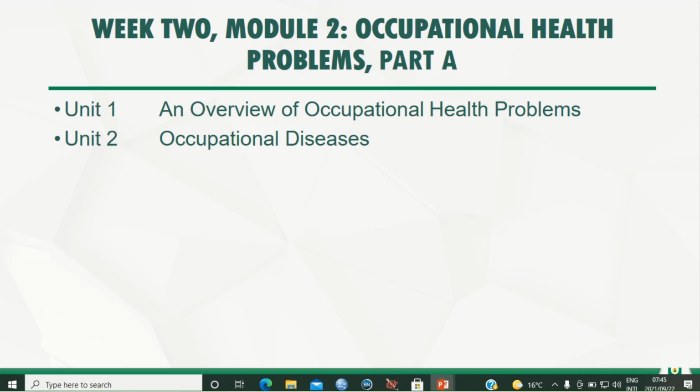Today, in week 2, we'll be covering module 2, titled Occupational Health Problems. Occupational health problems has 6 units under it, and so I have divided module 2 into 3 sections. Today, in our second week, we are covering part A, which is unit 1 and unit 2.